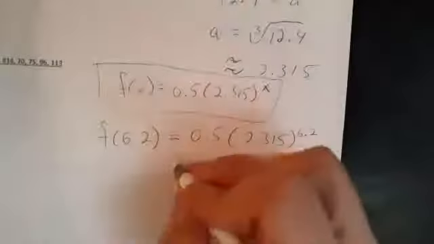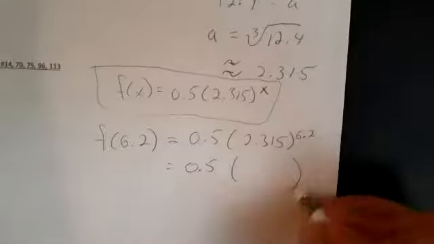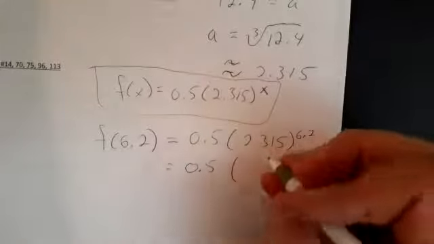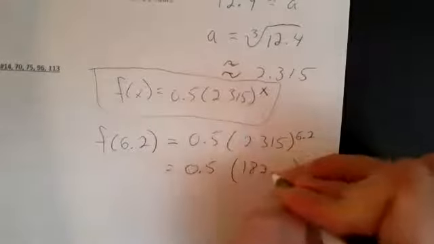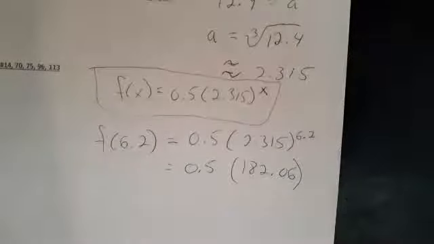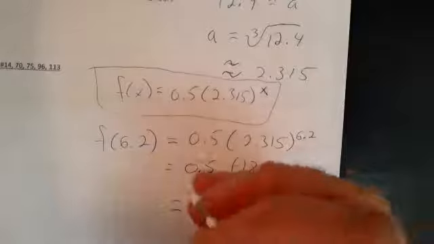So maybe as we're talking a little bit about order of operations, I have to do exponents before I do multiplication. I have to do that thing first. 2.315 to the 6.2, I'm getting something like 182.06. And then if I multiply that by half, I'm getting something like 91.03.